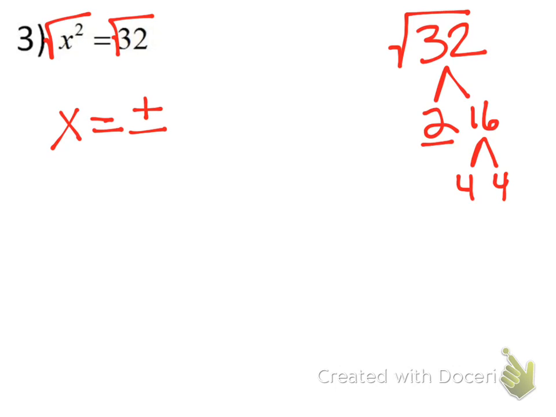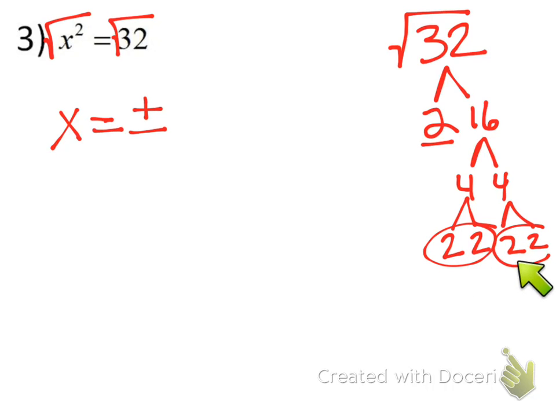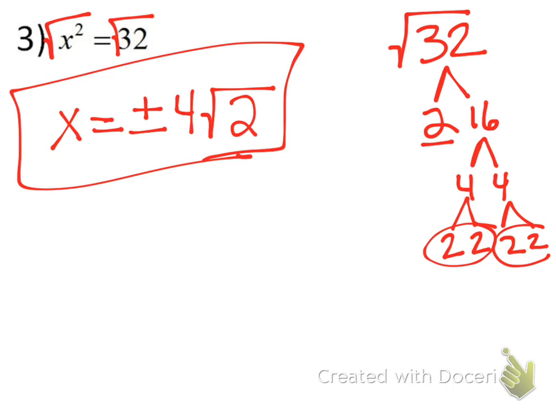4 and 4, good. Each 4 breaks up into 2 and 2. So these 2's and these 2's. So how many 2's do you have in the front of your radical? 2. And 2 times 2 is? 4. And what's inside the radical? 2. Very good. Box it in.